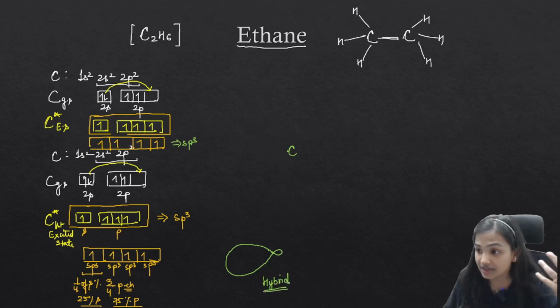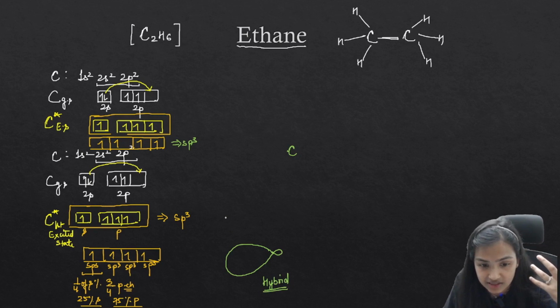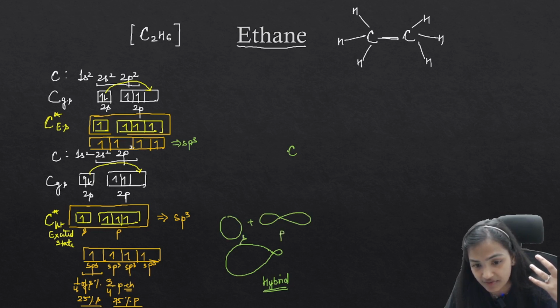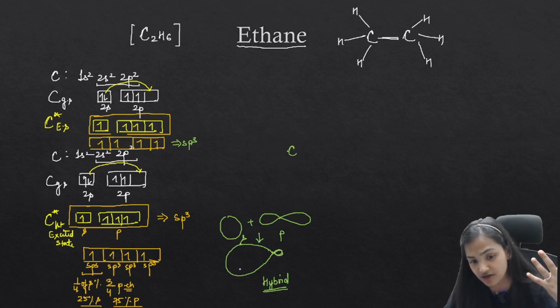Let's say this is my s orbital and this is the p orbital. When we have the s and p mixing, the orbital that undergoes the overlap will become more fatty, and the orbital which does not participate in the overlap will become smaller. So this is going to be the major lobe and this is going to be the minor lobe.